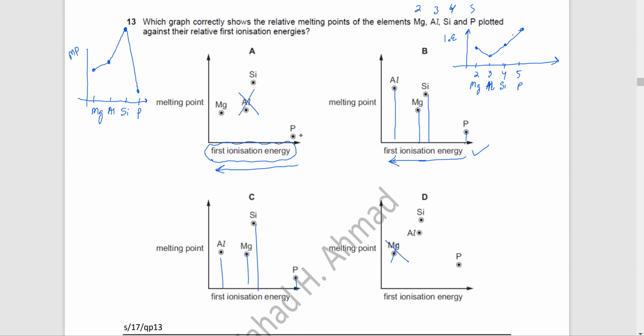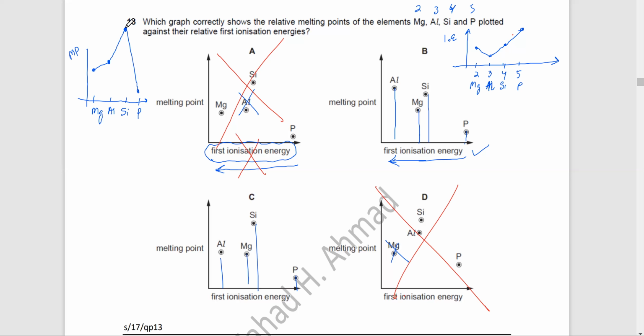But the thing was, this part was wrong, okay? I mean, this part was wrong, and this one was also wrong, okay? Because of the ionization energies. So we're going to focus on these two. Phosphorus should be right at the bottom. On the vertical scale, phosphorus should be right at the bottom because phosphorus has the lowest ionization.